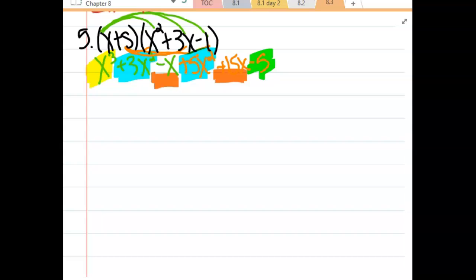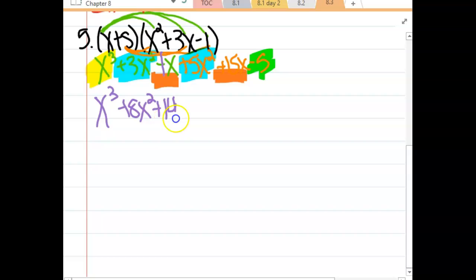So, when I combine these together, the x cubed is just going to stay x cubed. When you combine your x squareds, 3x squared plus 5x squared, remember you do 3 plus 5, which is plus 8x squared. When you're combining like terms, the variable part doesn't change. Negative 1x plus 15x, negative 1 plus 15 is plus 14x, and then we have the minus 5 at the end.